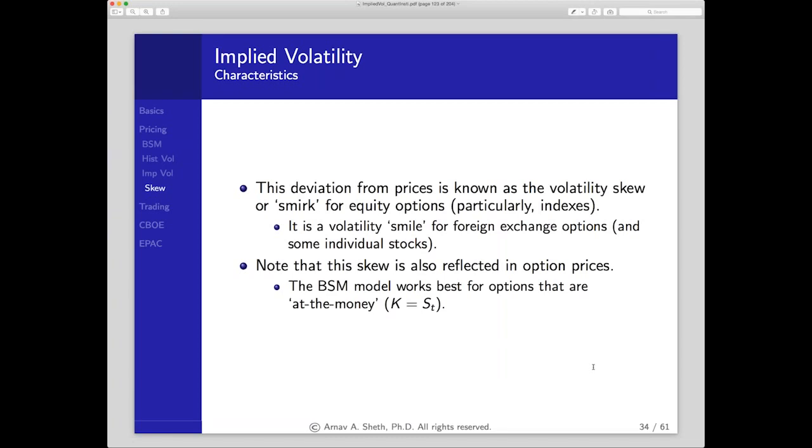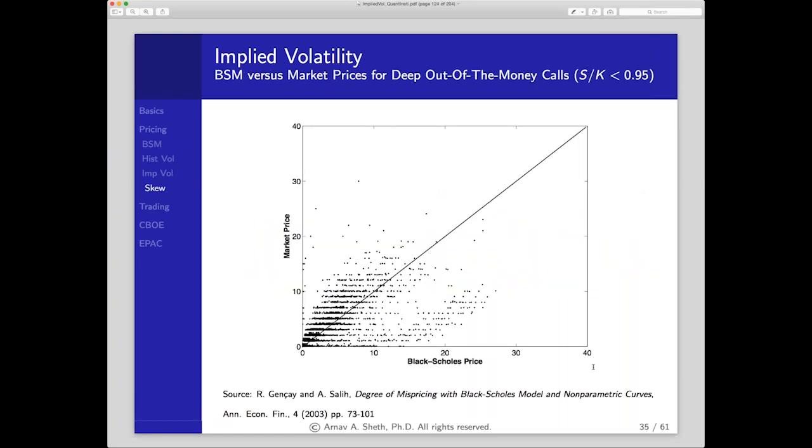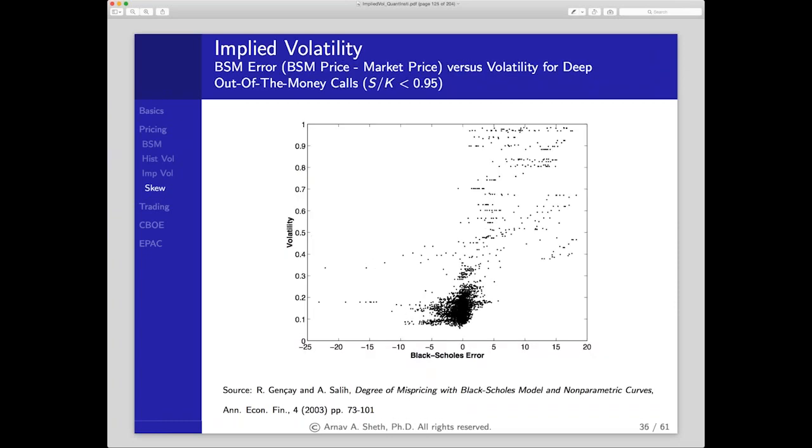The problem is, or the opportunity, depending on which way you look at it, is that this skew is also reflected in options prices. Okay, so the Black-Scholes model works best for options that are closest to the money, where the strike price is equal to the stock price at the time. And here, it should be that these should be clustered very nicely around the diagonal line. On the vertical axis here, I have market price. On the horizontal axis here, I have the Black-Scholes price. They should be nicely clustered around the line, but as you can see, they deviate. Okay, they deviate, and they deviate at specific times, and that's really how we can take advantage of it.